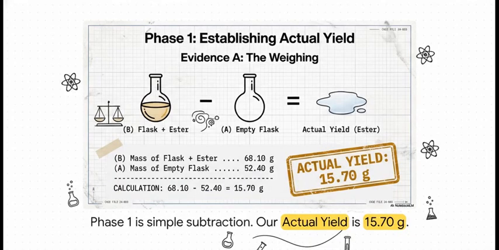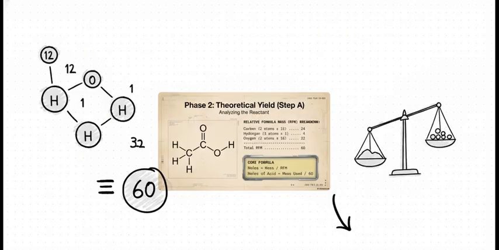Phase 1 is the easy part. We just take the mass of the flask with our final product in it and then subtract the mass of the empty flask. The difference is our hard evidence, our actual yield. And in this case, it's 15.70 grams. Simple. All right, now for phase 2, calculating what we should have gotten.